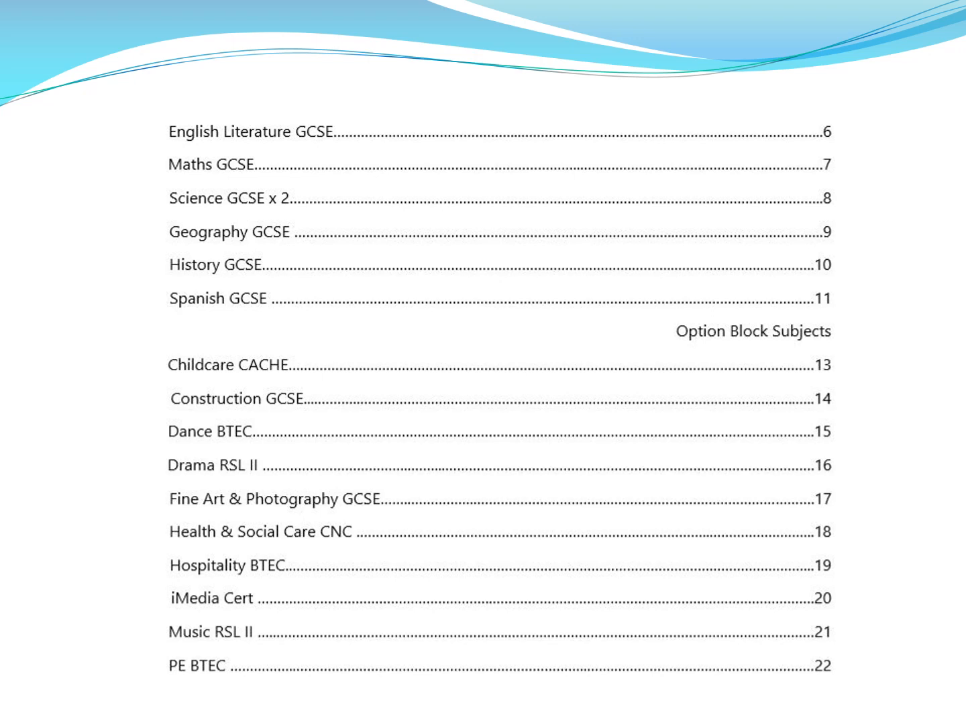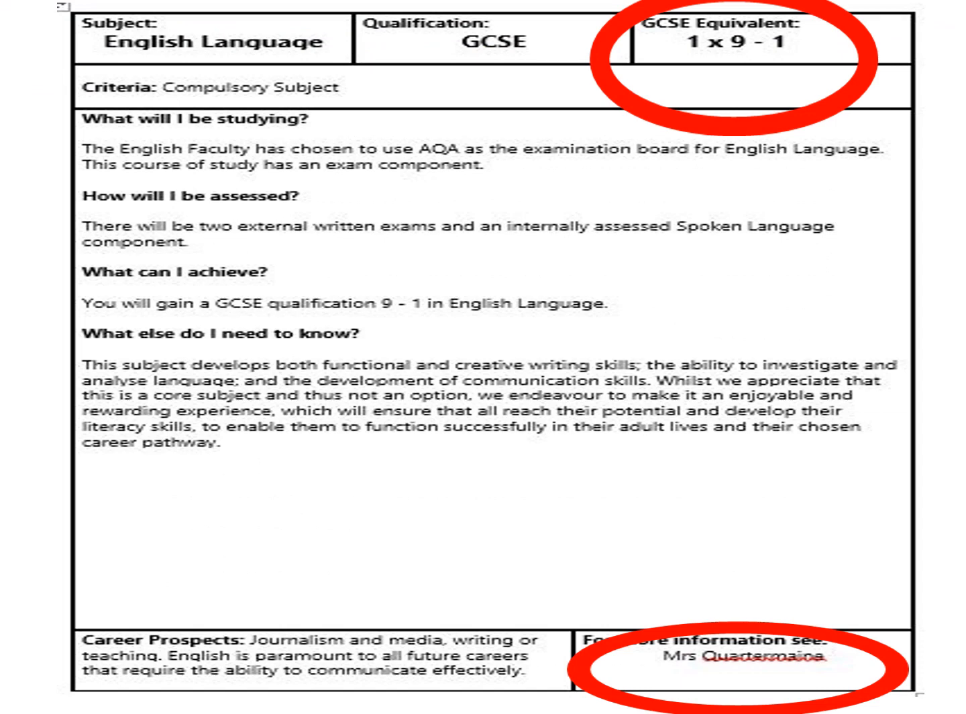If we look inside the options booklet, this is a typical page. In the top left hand corner there you can see the title of the subject. It will tell you whether it's a vocational course like a BTEC or whether it's a GCSE. In this case, English language is a GCSE and you can get a grade 1 to 9. It will tell you that the exam board is AQA. It will also tell you that you will have 2 external exams and an internal assessment on spoken language.